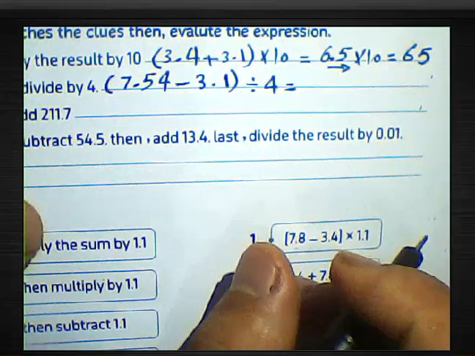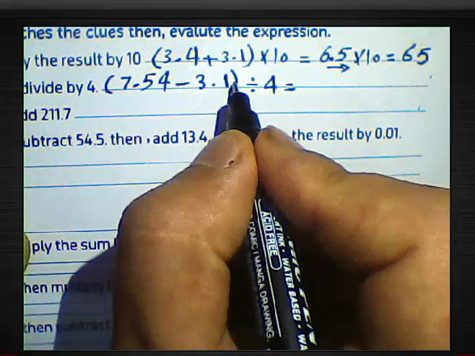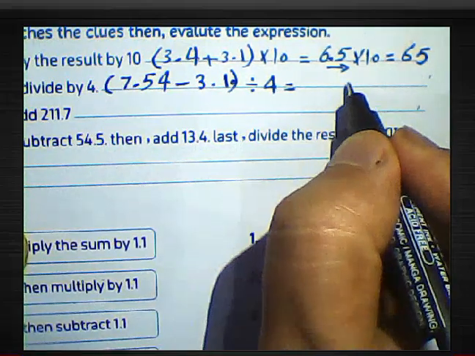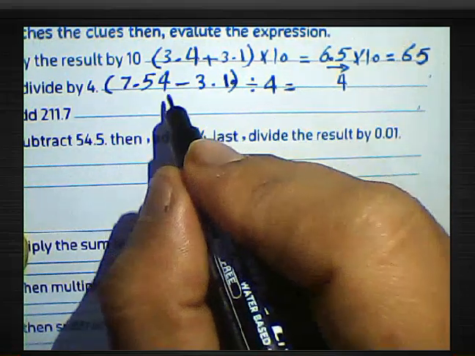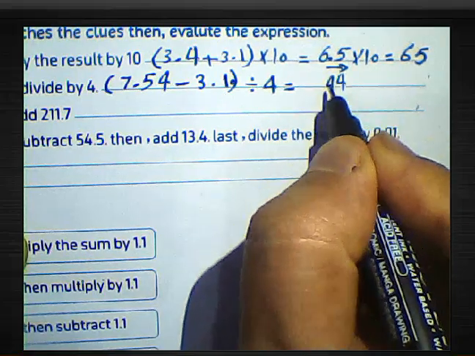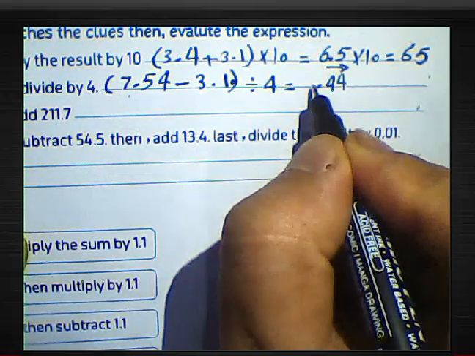Then we can find the difference between them. Put 0 here. 4 minus 0 equals 4, and 5 minus 1 equals 4. Point here. 7 minus 3 equals 4.